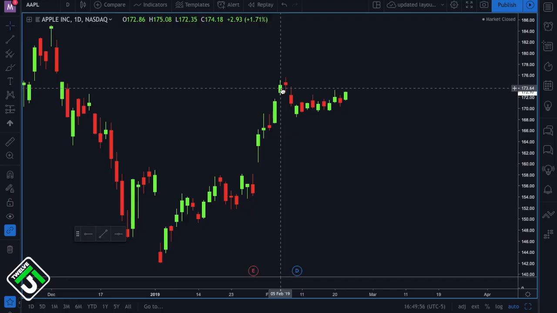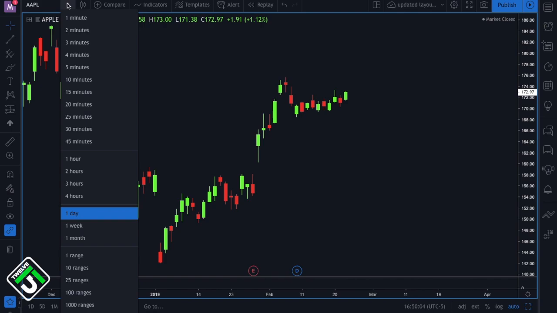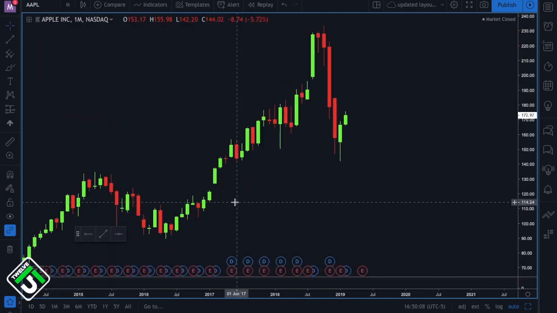So since it's the daily chart, it's all represented in days. If I wanted to go into a different time frame, such as, let's go to the monthly chart, I come over here, click 1 month. Now each one of these candlesticks represents 1 month worth of price action.